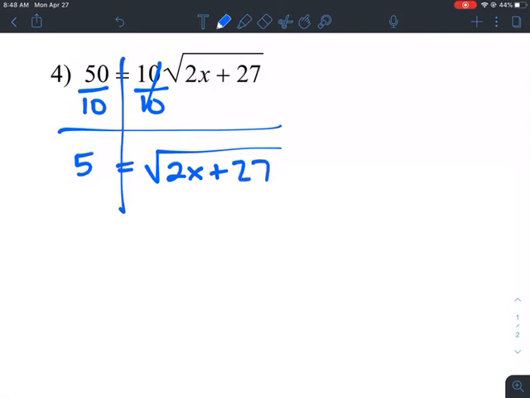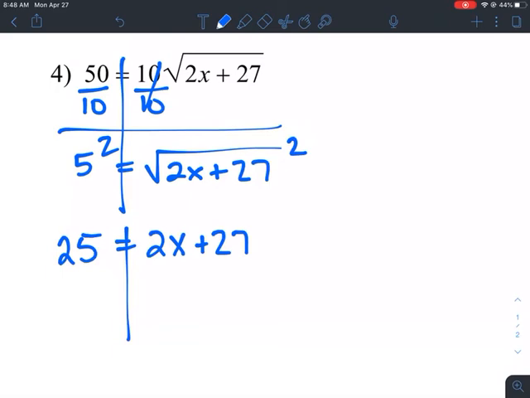Where everything is inside the radical on the right side. So to get rid of the radical, I'm going to square both sides. So I'm going to square this side and square this side. 5 squared is 25. And on this side, the square just takes away the radical. It's all that it does. And then all I have to do is solve.